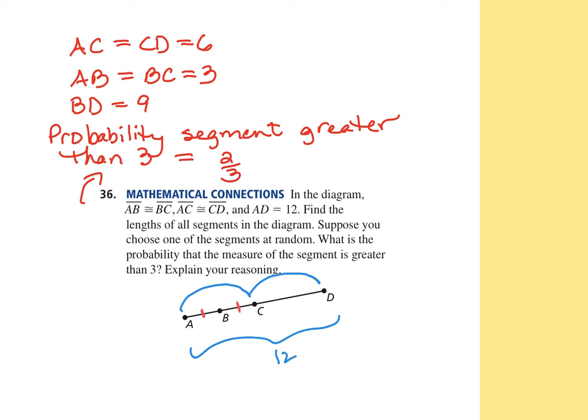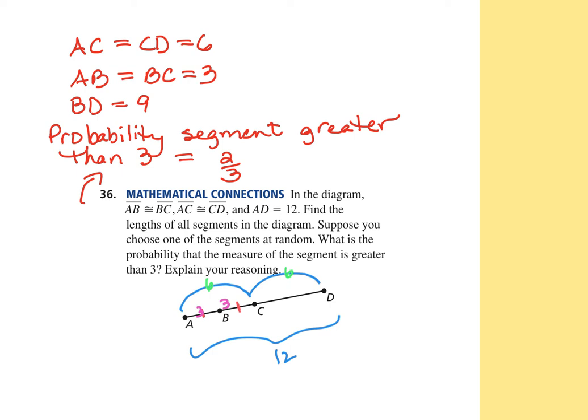So if I work backwards from that, if the whole thing is 12 and it's cut into 2 equal parts for AC and CD, that means this is 6 and this is 6. And then the one on the left is cut into 2 equal parts, which means this is 3 and this is 3. So that says, what's the probability that the measure of a segment is greater than 3? You'd have to give the segments that are greater than 3. So the 2 that are greater than 3, the 6 and the 6, would be 2 out of the 3 total segments that they gave you.